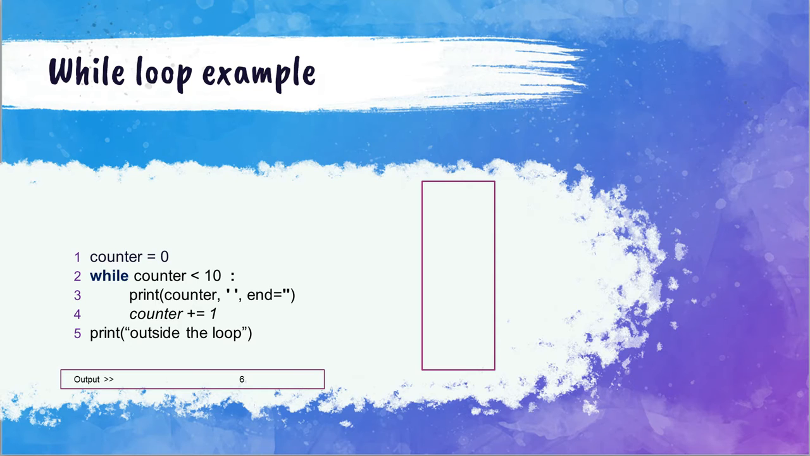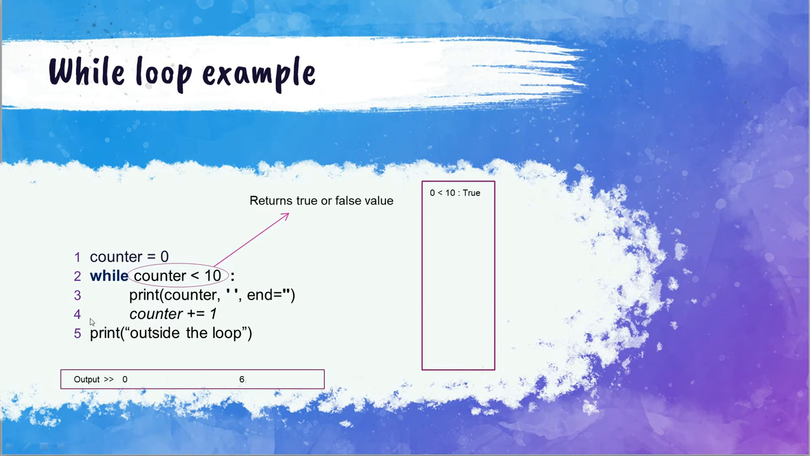Start at line 1, right? Start at the first line and set counter to 0. Move to line 2 and check if 0 is less than 10. The answer is true, so we enter the loop, go to line 3 and print counter, which is 0. Go to line 4 and increase counter by 1, and now counter is 0 plus 1, which is 1. Now go back to line 2 because line 5 is outside the loop.